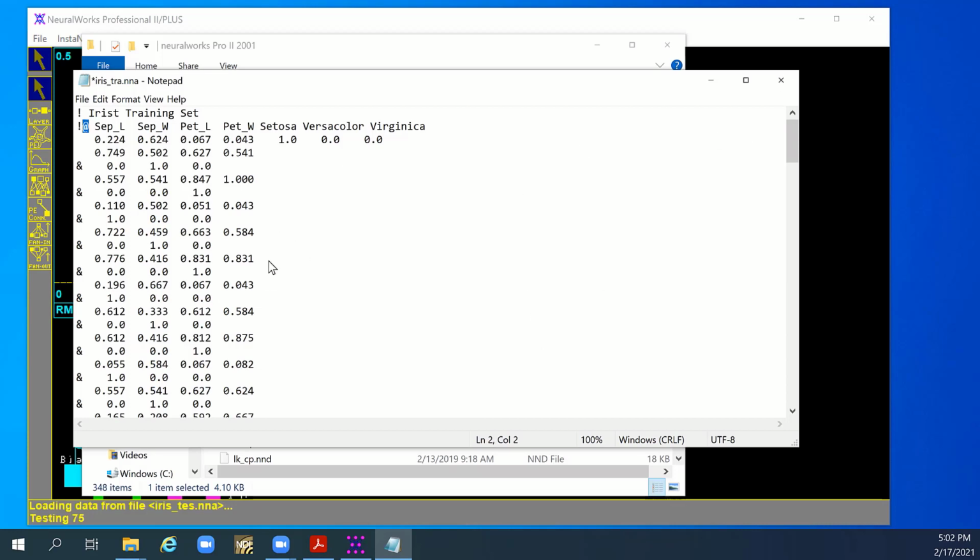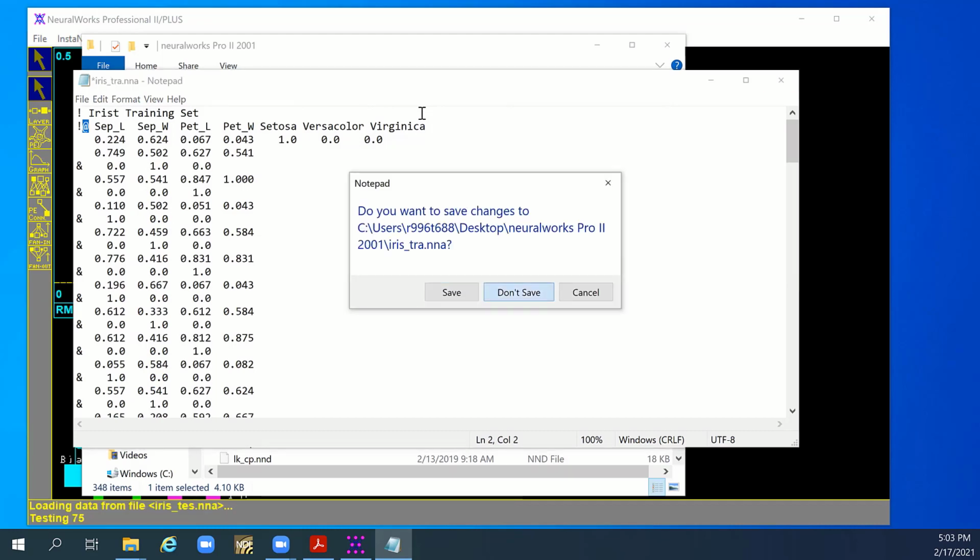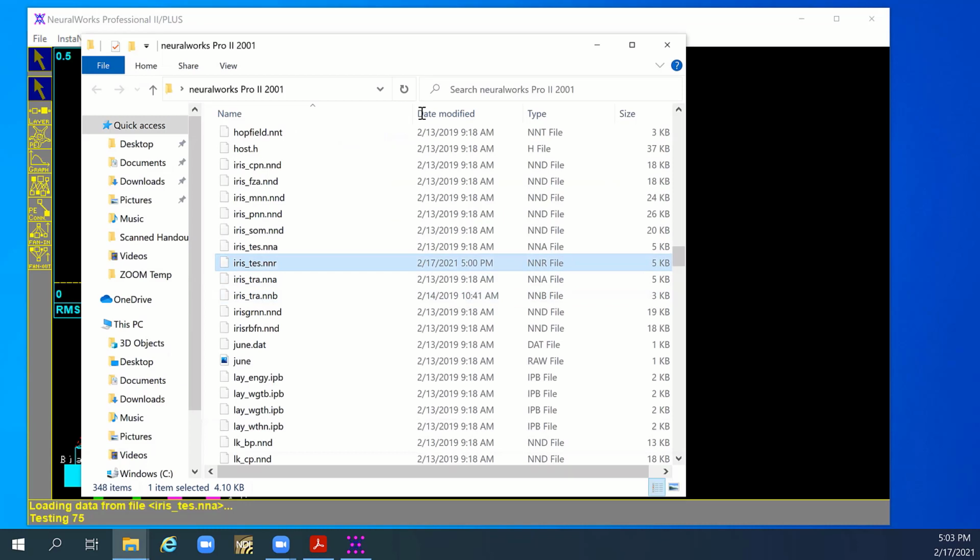So that's the input data set. And when you create data sets for NeuralWorks, this is the format you'll use. It's an ASCII .NNA file. So if you put NNA, you'll just save it as an ASCII data file type, and then open it in Notepad, and you can save it as an NNA. And then when we did the testing, on the testing data set, it creates this data file called iris_TES, same name as the .NNA file, but it puts a .NNR. Follow that? So we tested on that thing. And when we do that, it generates a network.